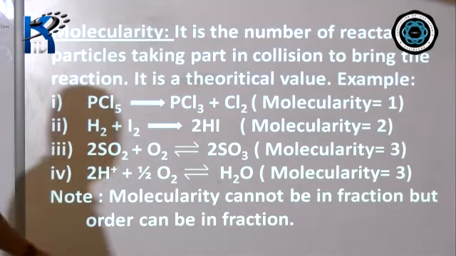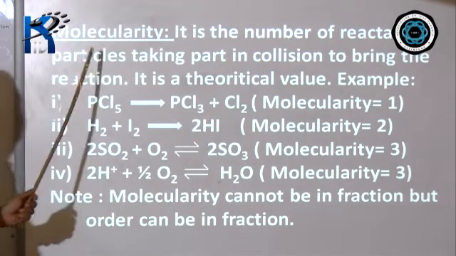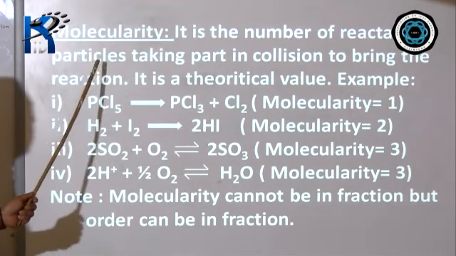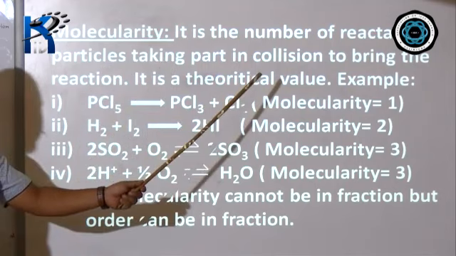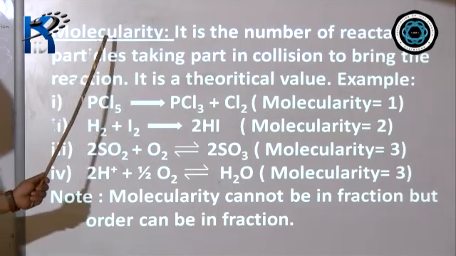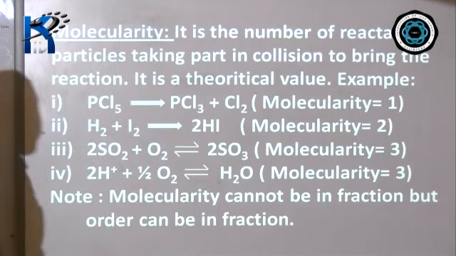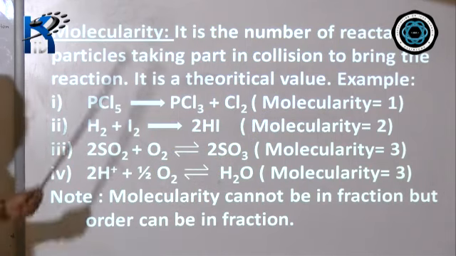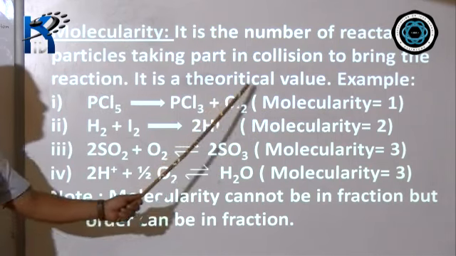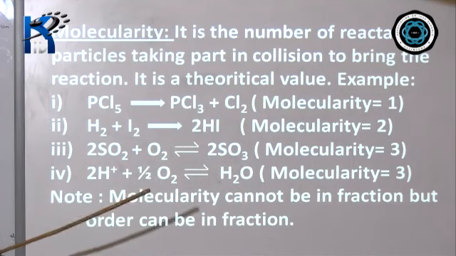Some examples I have shown you here. Molecularity is the number of reactant particles, meaning ion, atom, or molecule, taking part in collision. Why do they take part in collision? To bring about the reaction. And do remember, molecularity is a theoretical value. In my last class, I said order is an experimental value. Now let us see some examples of how to determine molecularity, for which I have given you 4 examples.